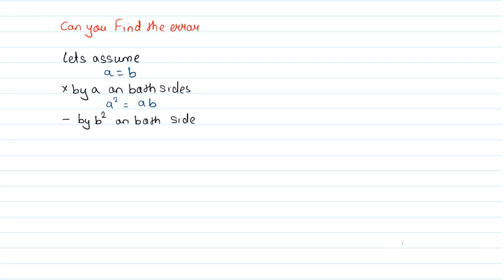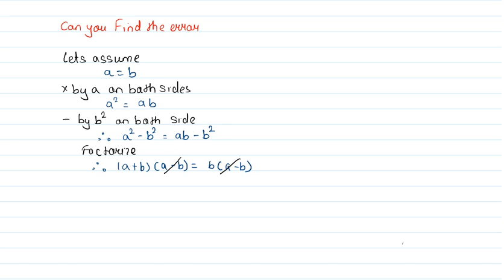So after subtracting b squared from both sides, you will have a squared minus b squared equals ab minus b squared. Okay, now factorize. After factorization, what you will have is (a plus b)(a minus b), and from the right-hand side take b common. You will have b(a minus b). Okay, so a minus b goes into a minus b. What you are left with is a plus b equals b.